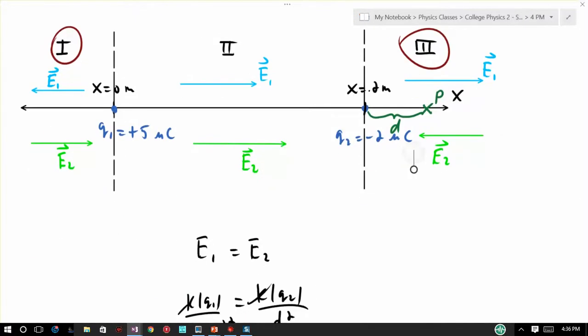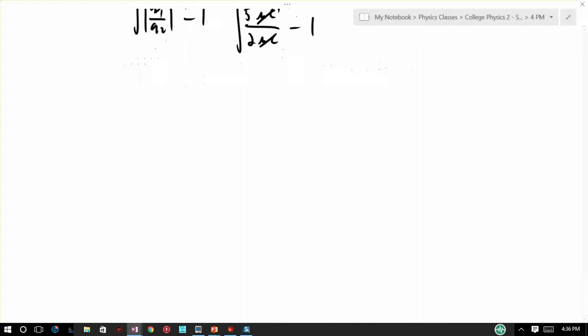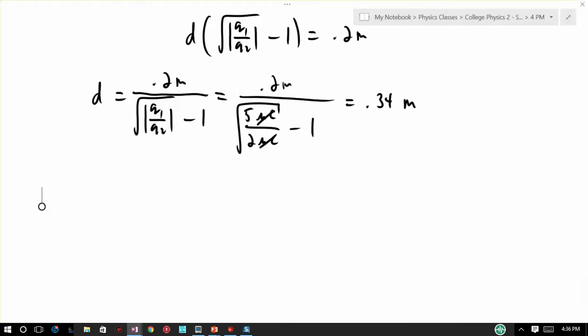So what is D in this picture here? D is the distance between Q2 and P. So you could say it's 0.34 meters to the right of Q2, right? But where would it be on the x-axis? In other words, this is x equals 0. This is x equals 0.2. So where exactly, if you're trying to specify exactly on the x-axis, where would it be? It's 0.2 plus 0.34, or 0.54 meters on the x-axis, right? That's probably the best way to say it, like exactly where it is on the x-axis.